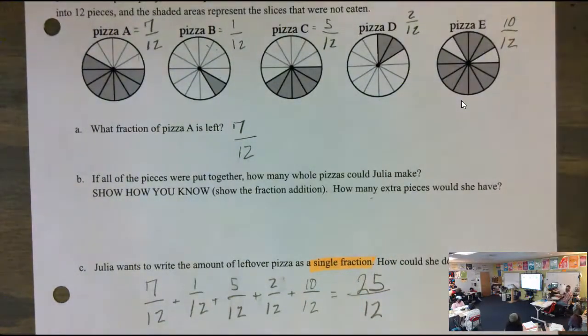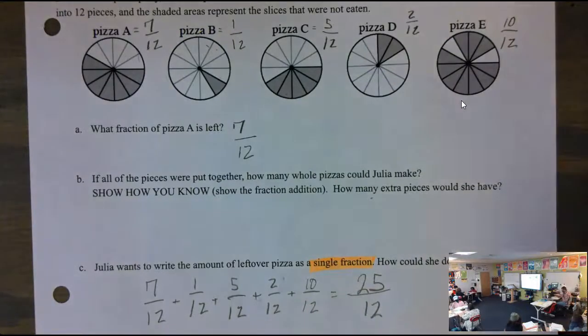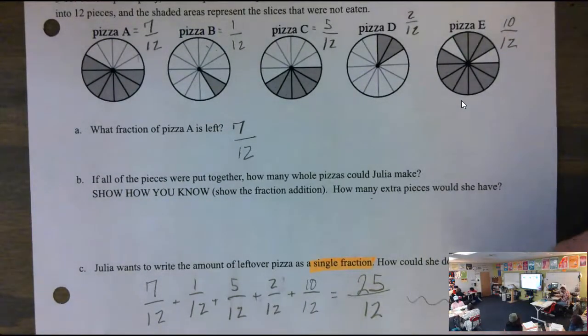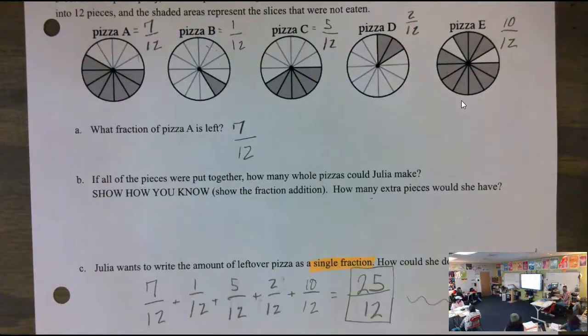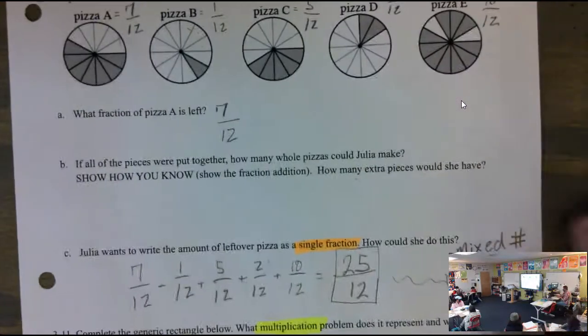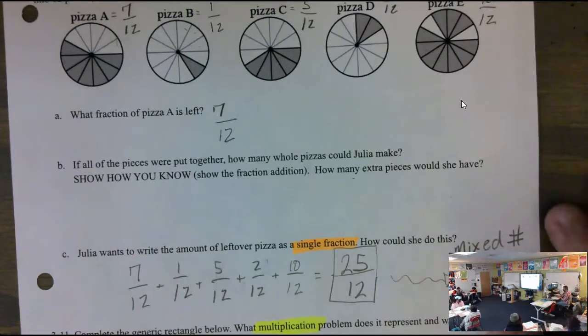That's it, you're done. Stop there. That's a single fraction. If you make it 2 and 1/12, it's right, but that's not a single fraction. This is a mixed number, not a single fraction. This is what we want as our answer. Questions? Don't do that. If you do this, it's right, but it's not what they asked for.